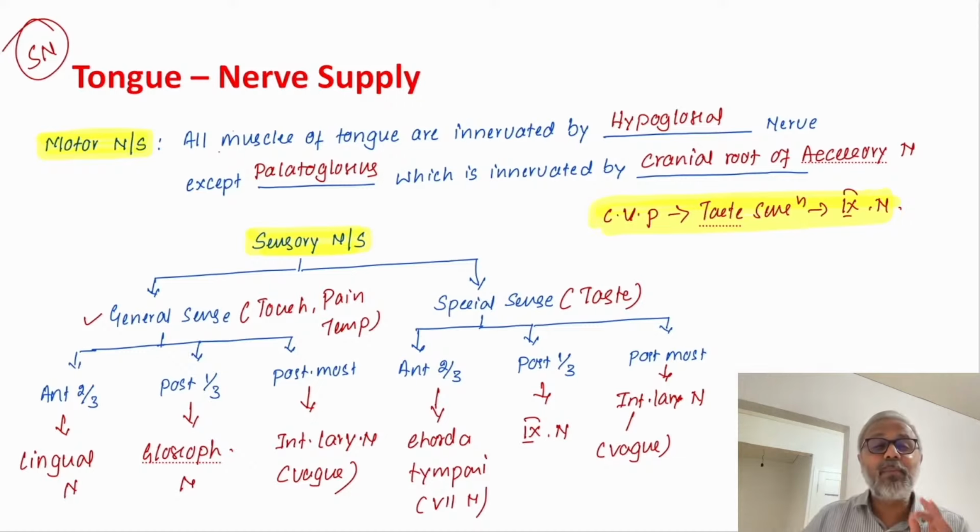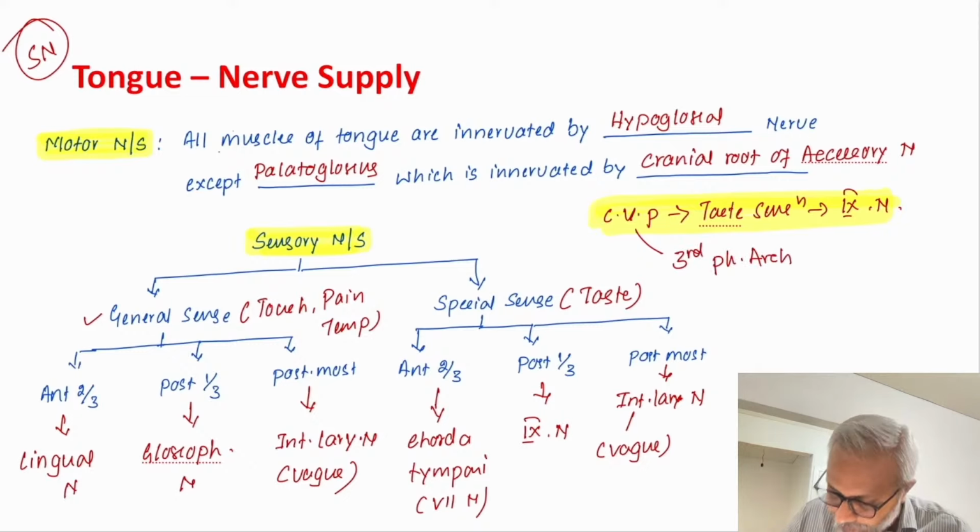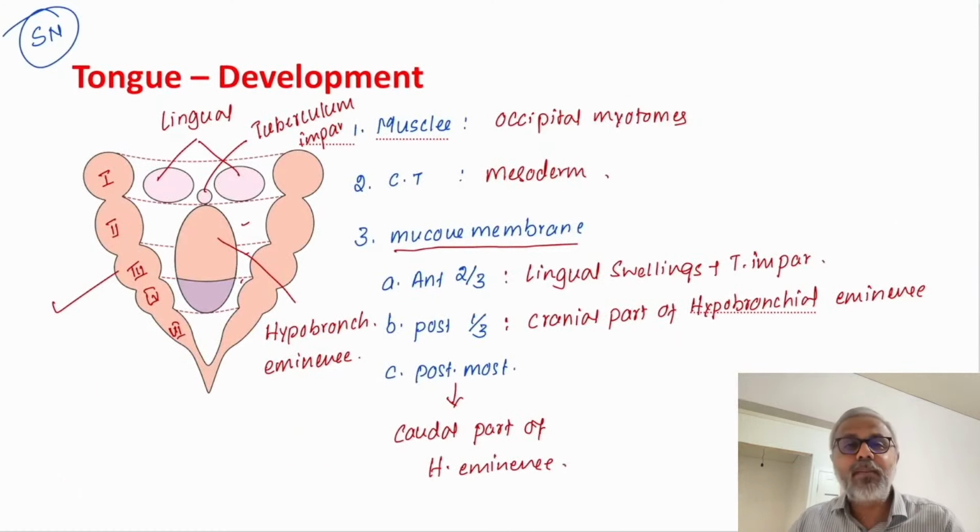Now, what is the embryological basis for this? Remember, the circumvallate papilla develops from the third pharyngeal arch, and hence it is supplied by the nerve of the third pharyngeal arch, which is the glossopharyngeal nerve. Right? Now, how do we embryologically correlate the nerve supply? Remember, the muscles of the tongue are supplied by the hypoglossal nerve. The muscles of the tongue develop from occipital myotomes or somites. The hypoglossal nerve is the nerve of the occipital somites.